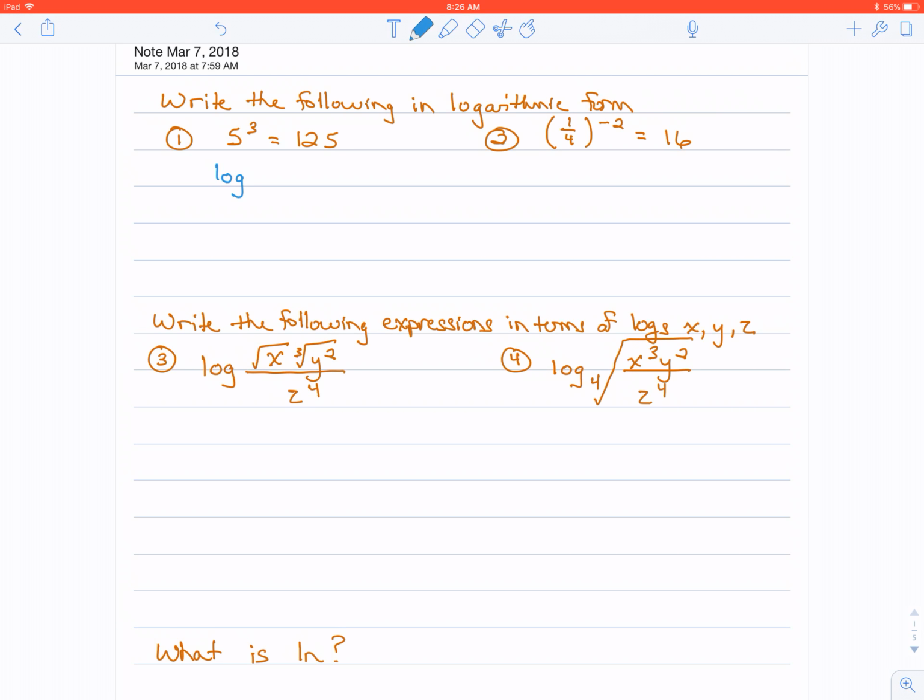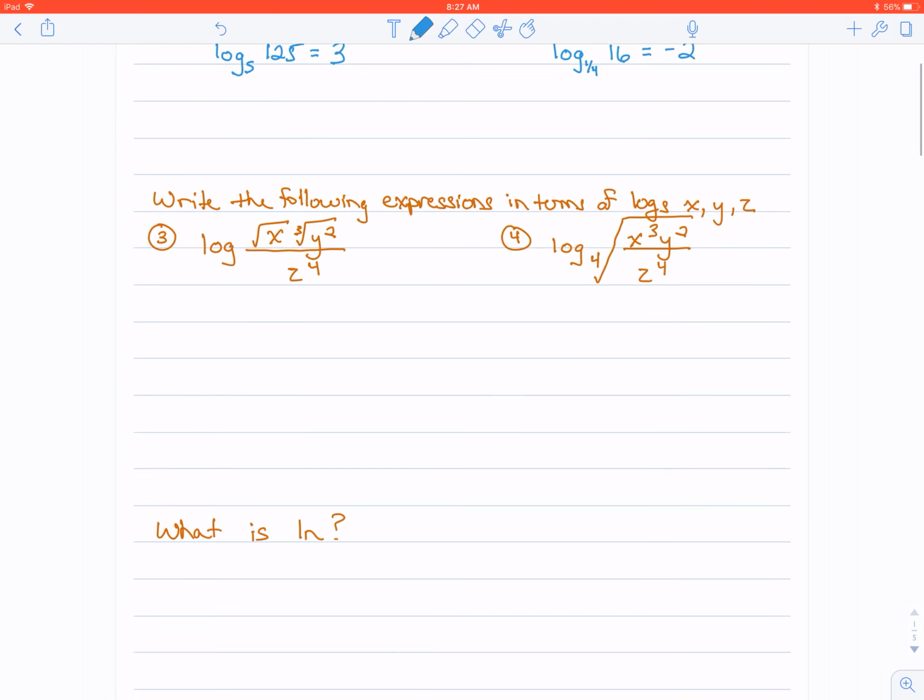Anyway, so the first one, if I'm writing from exponential to log form, it's log. Remember, the little number is the base, so that's 5. The number on the inside is the result, 125, equals the exponent, 3. So 5 to the third is 125. So we can do it again over here. Log, the little number is the base, so 1/4. The inside number is the result, equals the exponent. All right, so if you just keep that pattern down, then changing them over is not too bad.